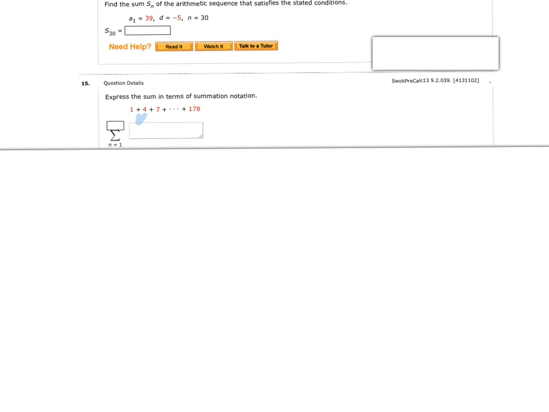All right, next up here, we want to express this in summation notation. I notice that the pattern here is plus 3, plus 3. So since the pattern is constant adding, I know it's arithmetic. And so it's going to be a sub n equals dn plus a sub 0, kind of our mx plus b formula. I know that the common difference there is 3.